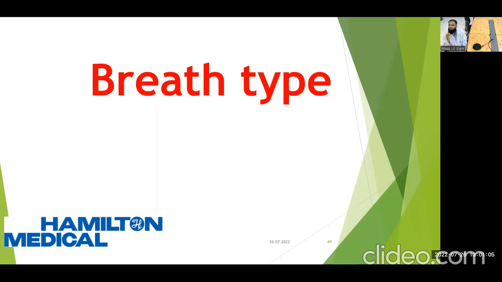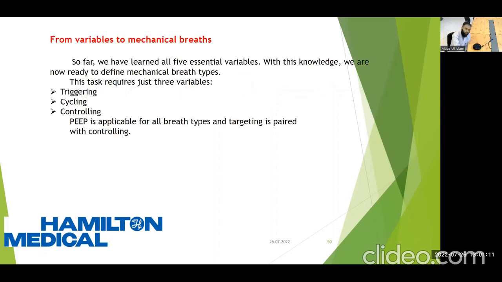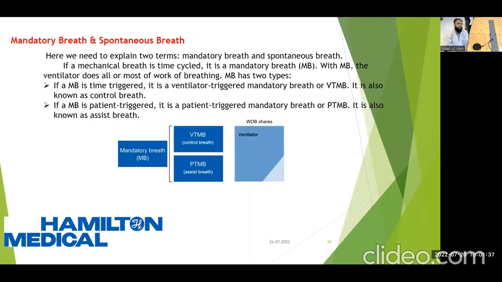Now we have a little bit of a topic on breath types here. So what are the 5 basic essential variables doing? From variables to mechanical breaths, we have learned the 5 essential variables. This chart requires just 3 variables. The number 1 is triggering, the number 2 is cycling, the number 3 is controlling. While PEEP is applicable in all breath types. So what is the topic? Our topic is breath types.